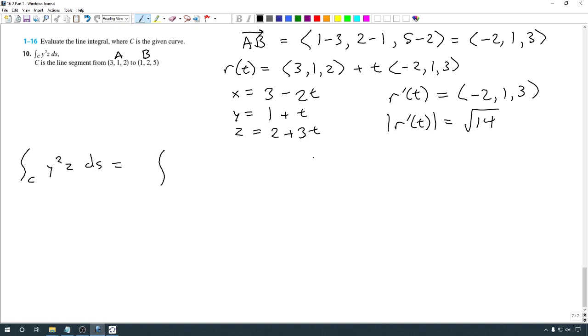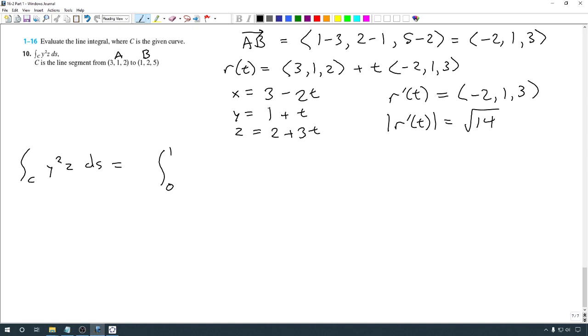I guess I didn't mention here, notice that when we plug in 0, we get (3, 1, 2), that's A. So A is when we plug in 0. When we plug in 1, we get 3 minus 2 is 1, 1 plus 1 is 2, and 2 plus 3 is 5. So B corresponds to t equals 1. And if you do the same process every time, that's always going to be the case. It'll be from 0 to 1.